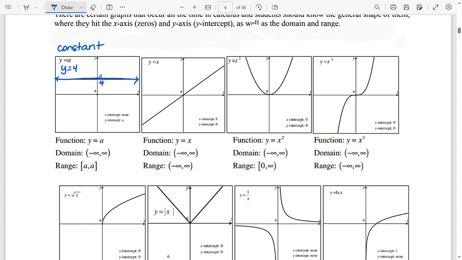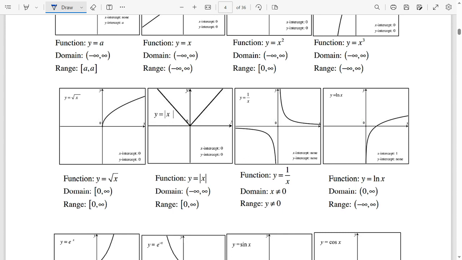Anytime you have y equals x, where x is raised to the first power, that is the linear function family. When you've got an x squared and the 2 is the highest exponent, that's the quadratic family. X cubed is the cubic function family. The square root of x, y equals square root of x, we call those square root functions.